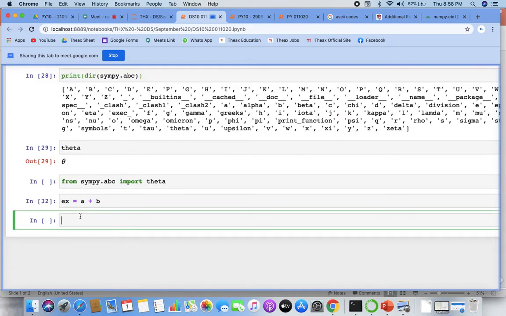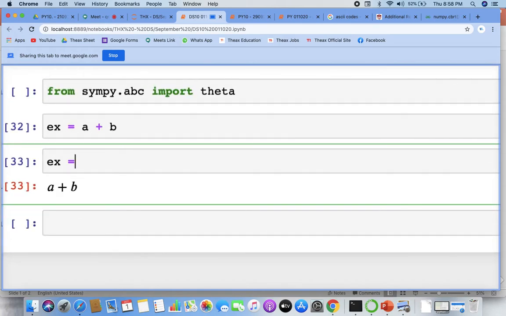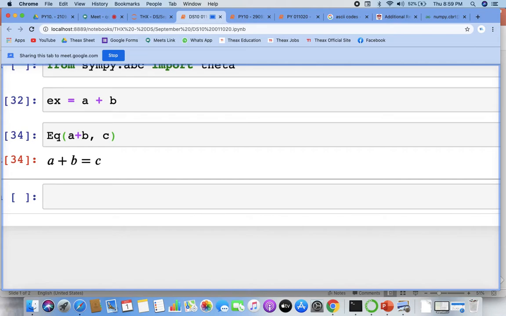And I can see my ex as A plus B. And this is somewhat equal to C. Right. That's it. But what if I just want to define something like A plus B equals C? In that case, I'll have to use a function that is called EQ, Equation. Easy function. So I'll have to write A plus B is equal to C. That's it. Easy one. And when I run this, this will be A plus B equals C.